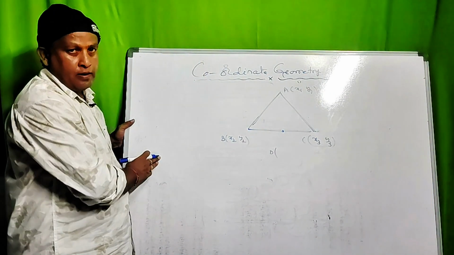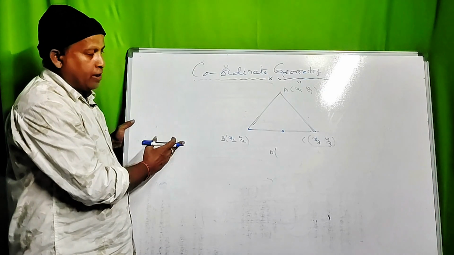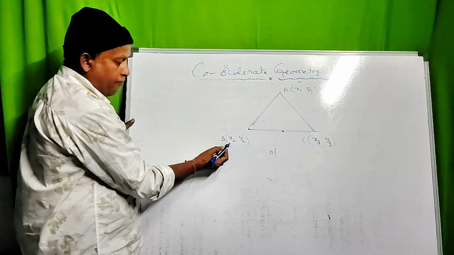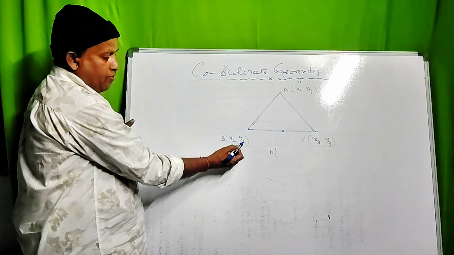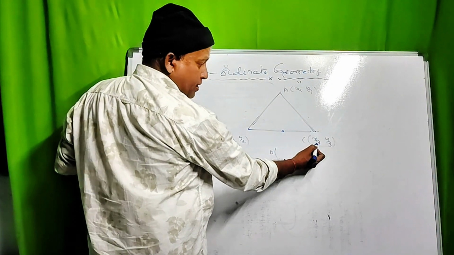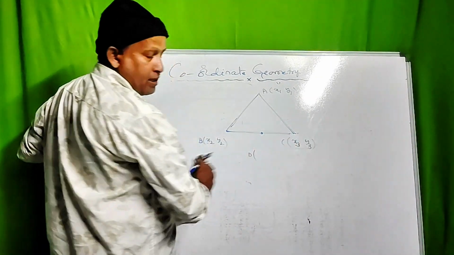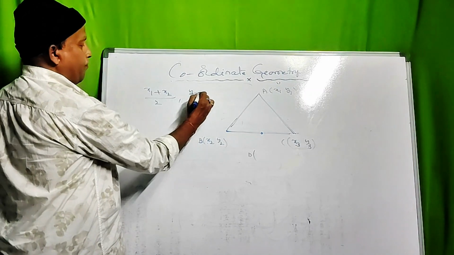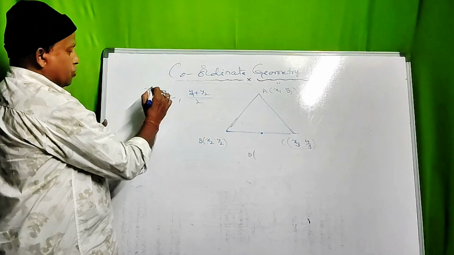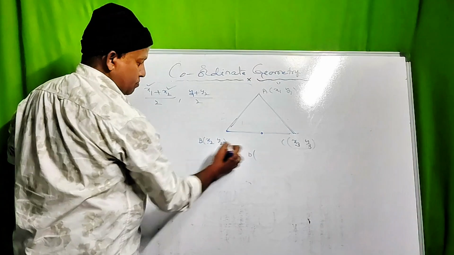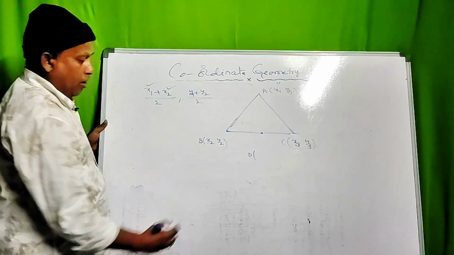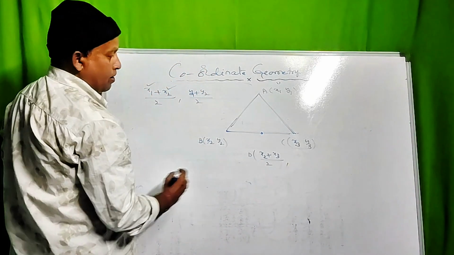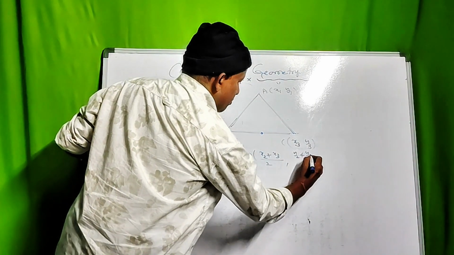Previously I told you that. What is the formula for the midpoint? You might have remembered. (x1 plus x2) by 2 comma (y1 plus y2) by 2, right? Here instead of x1, x2 is there. Instead of y1, y2 is there. Similarly, instead of x2, x3 is there. Instead of y2, y3 is there. So in place of these two, replace these two. Now it becomes (x2 plus x3) by 2 comma (y2 plus y3) by 2.